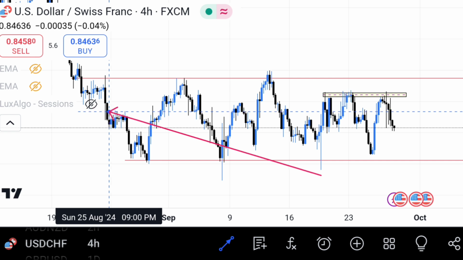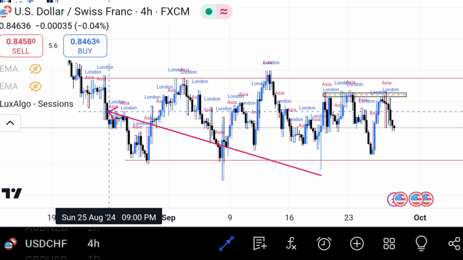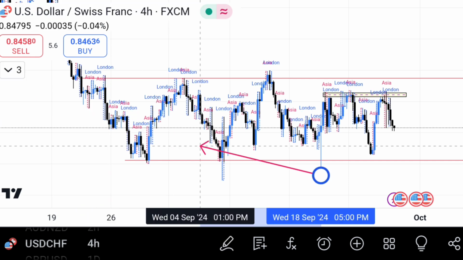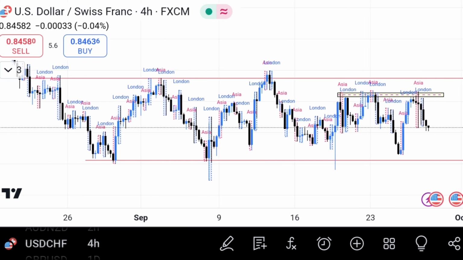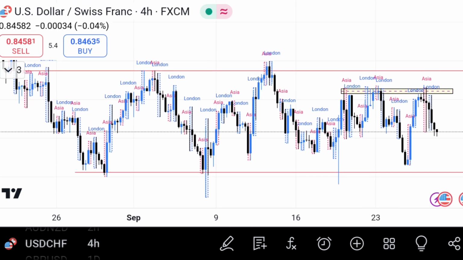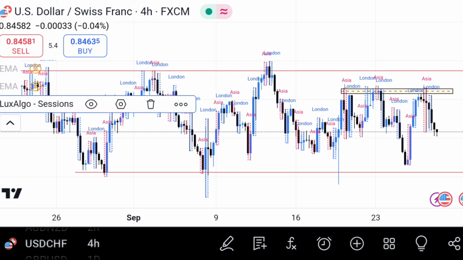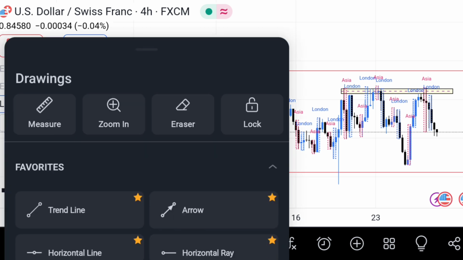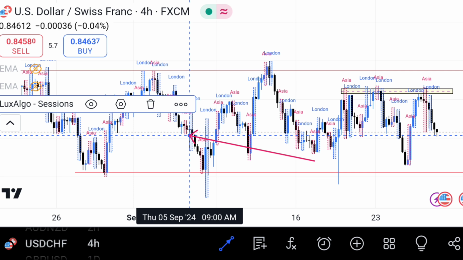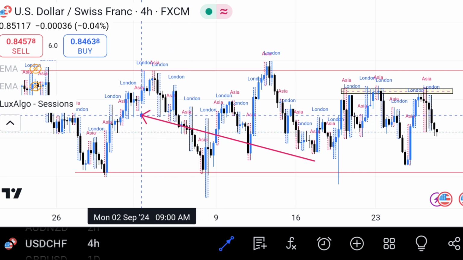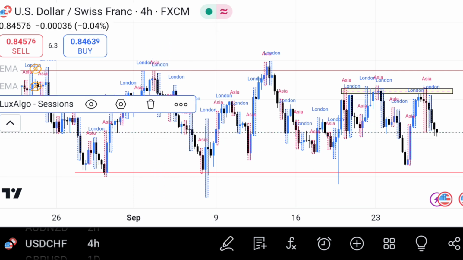Let me activate it. So this is how it looks on the chart. Okay, this one is going to draw the Asian zone and then the London zone for us. Okay, I want you to do some settings here. Just tap on the settings icon on the indicator. You can see the settings icon is the one in the middle. Okay, so tap on the settings icon and then open it.